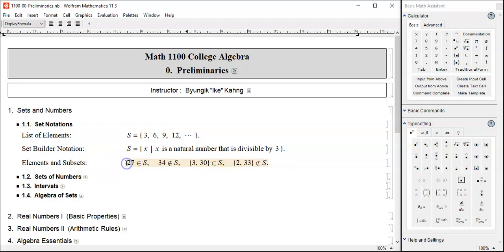Let's go back to the first example here. 27 is a multiple of 3, so it belongs to the set S, while 34 is not. Now, how about this example here? Both 3 and 30 are divisible by 3, so they are both members of S. So this set consists of members of set S, so it's a subset of S. The final example here is not a subset because 2 is not divisible by 3, so this 2 does not belong to S. Consequently, this set is not a subset.